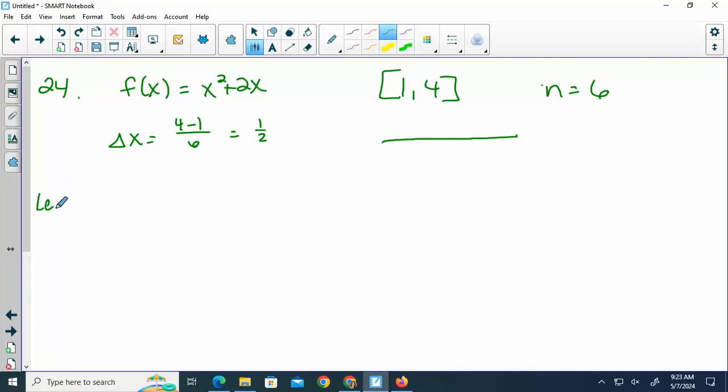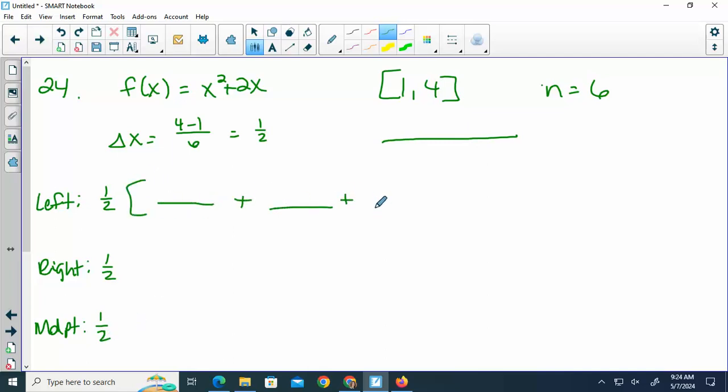So think about when we did these. We essentially were adding up the areas of 6 rectangles. The rectangles are length times width. What's the width of all these rectangles going to be? 0.5, 1/2. That's what we just found. So if you wanted, you could write the 1/2 or the 0.5 out in front. And then we just need the 6 things that we're adding up.